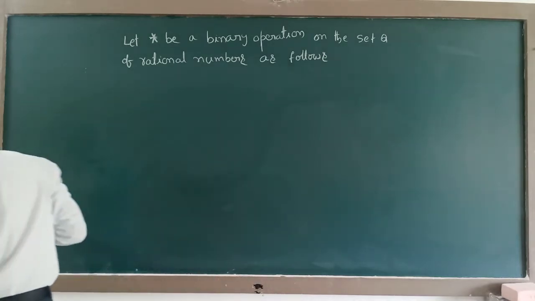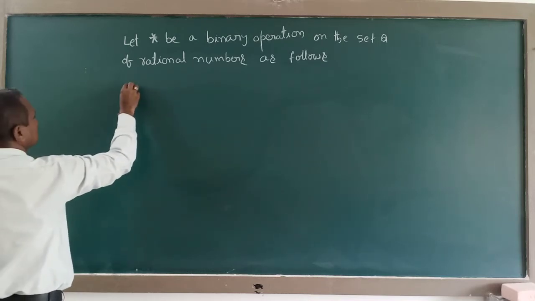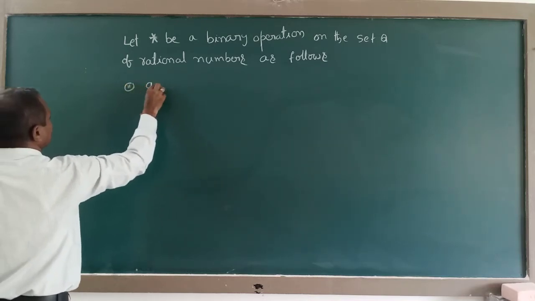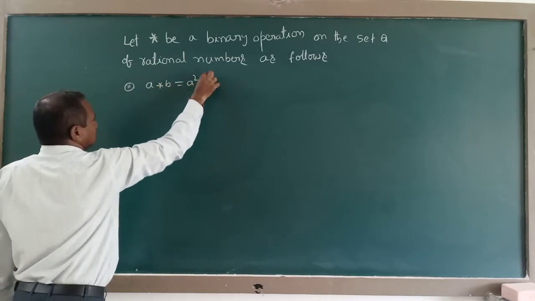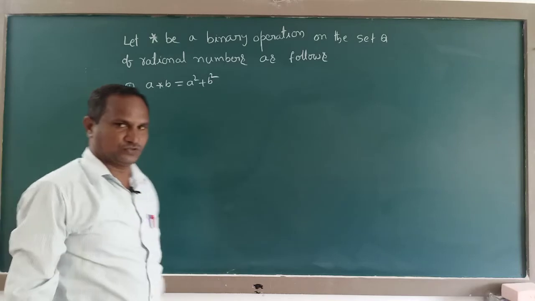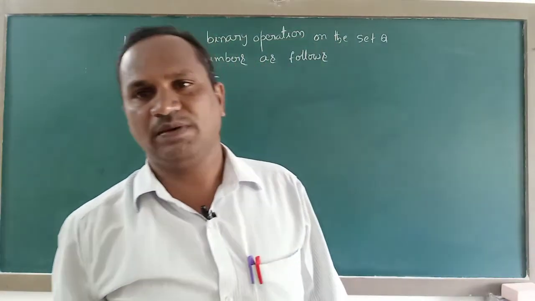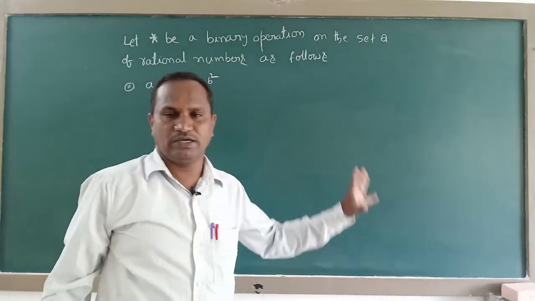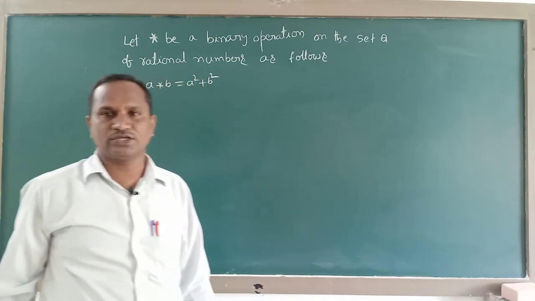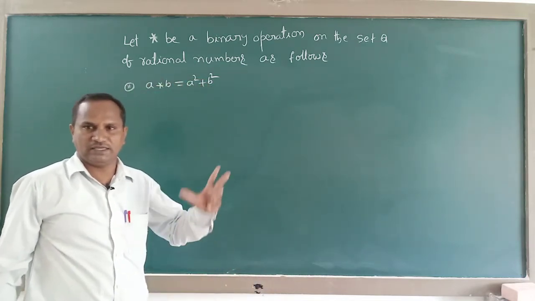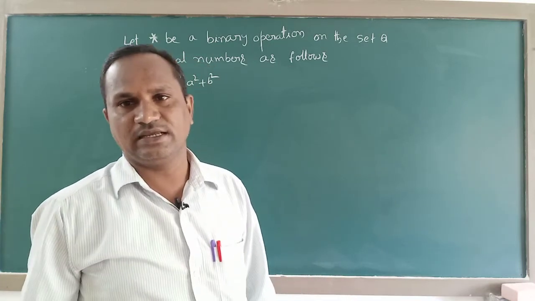Next, the second question is a star b is equal to a square plus b square. Last class I finished the first question. Now we will discuss a star b is equal to a square plus b square. We are going to verify whether star is commutative or not, whether star is associative or not, and if any identity element exists, you should write about the identity element also.